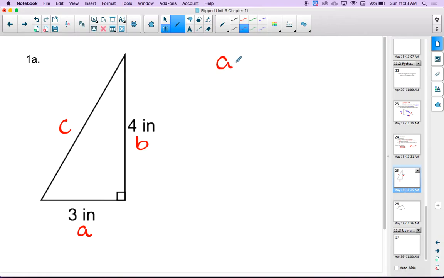So write your equation, A squared plus B squared equals C squared. We're always going to start off by writing the formula, and then we'll do some substituting. We're going to substitute 3 in for A.